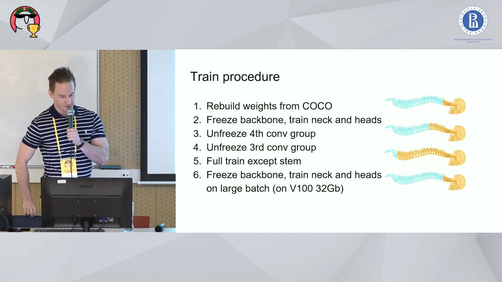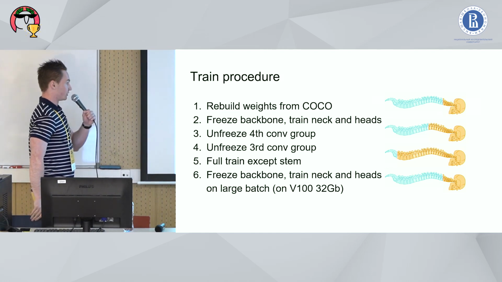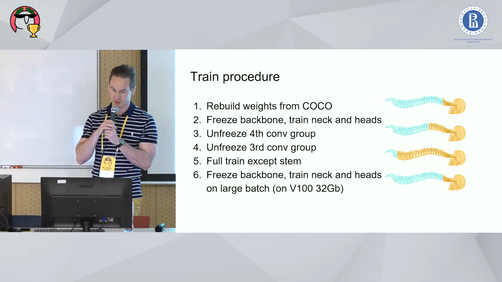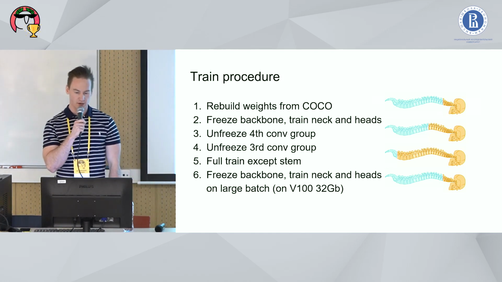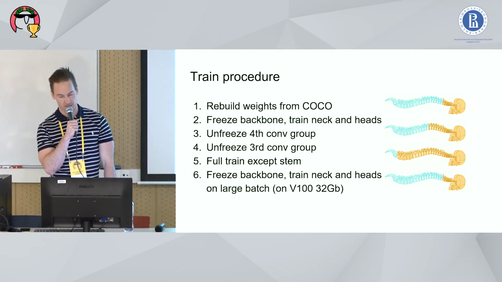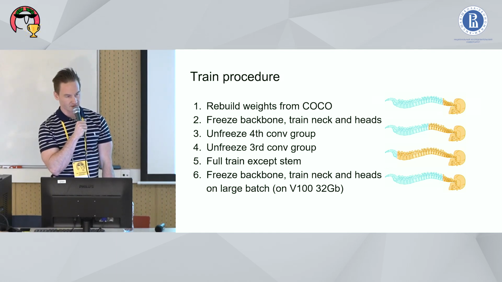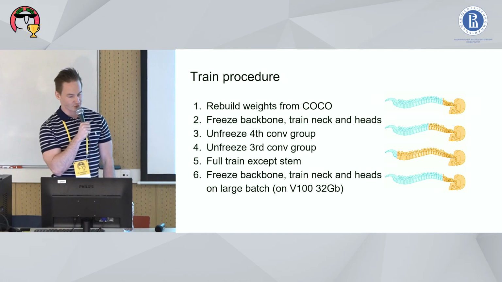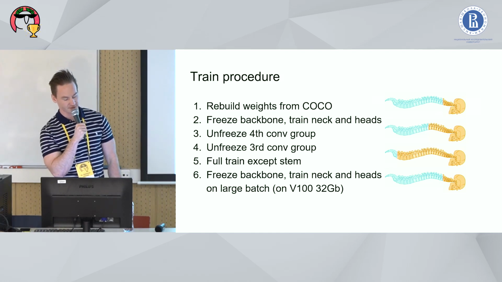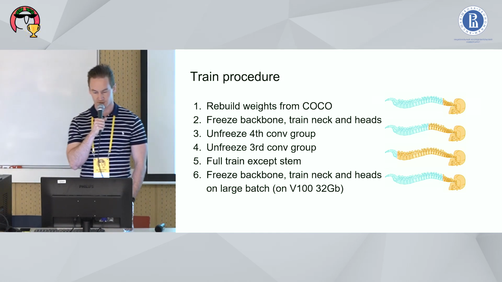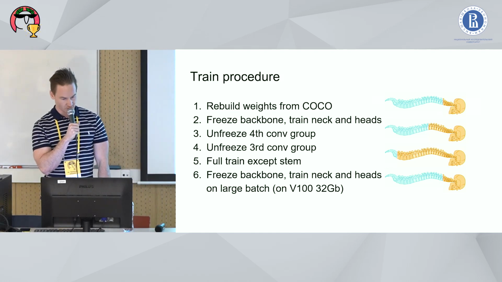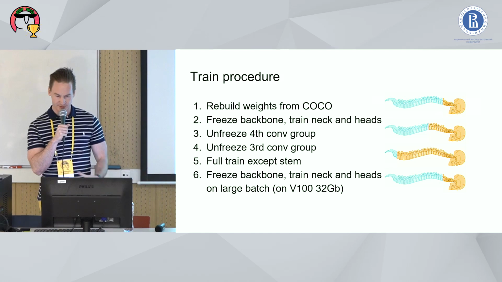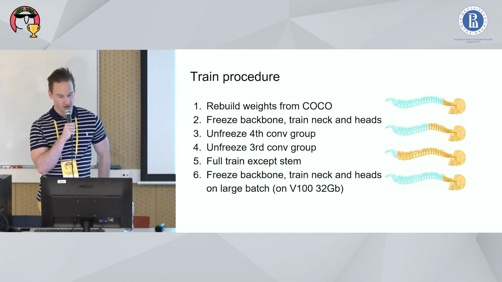So here's my training procedure. I rebuild weights from COCO without any random initialization. In the first stage, I freeze the backbone and train only the head and neck because, well, actually I don't have many GPUs, so I have to use some kind of technique to increase my training speed. With the backbone frozen, I'm able to pre-train the neck and the head very fast.